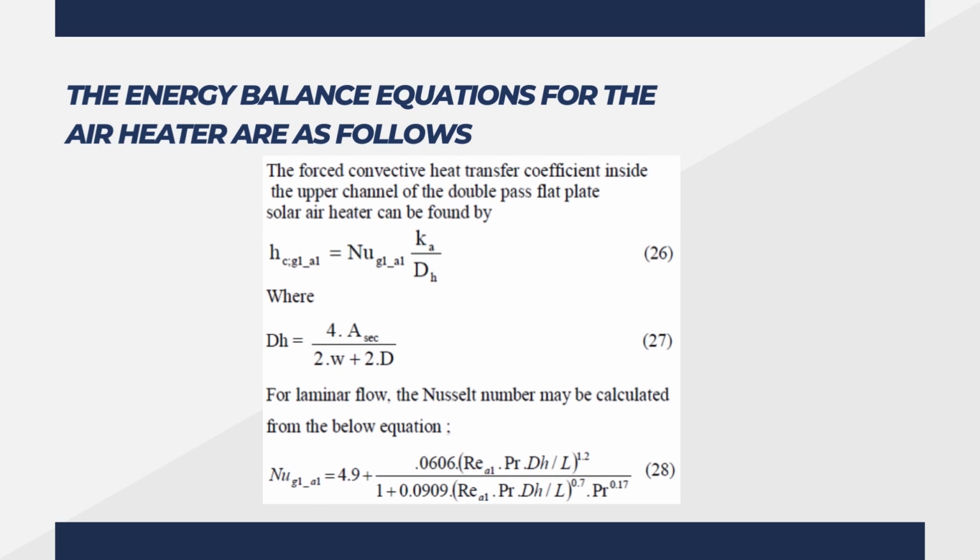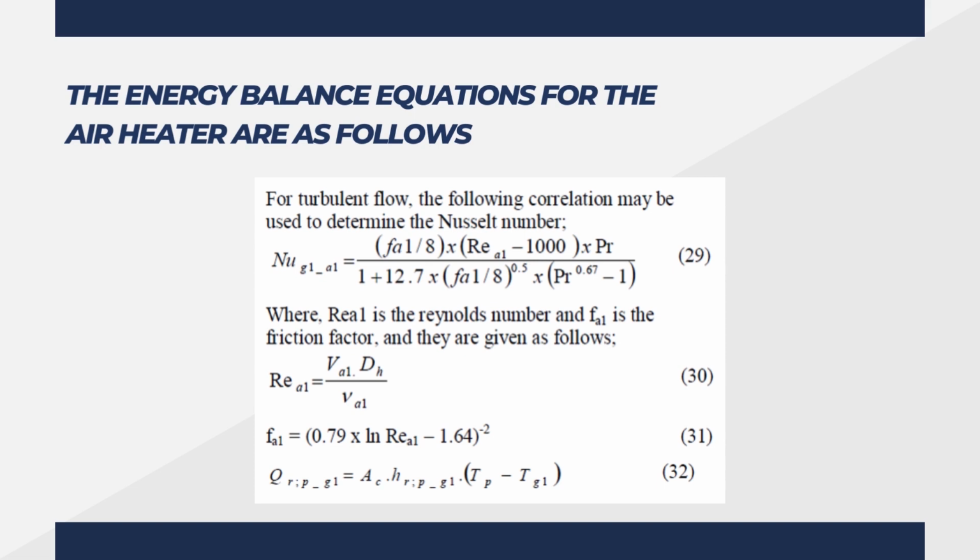The forced convective heat transfer coefficient inside the upper channel of the double pass flat plate solar air heater can be found by the relation shown in equation number 26, where equation number 27 gives us the hydraulic diameter. For laminar flow, the Nusselt number may be calculated from equation number 28. For turbulent flow, the following correlation can be used to determine the Nusselt number, equation number 29, where Reynolds number is and F is the friction factor, and they are given as follows: equation number 30 and equation number 31, whereas the radiative heat transfer coefficient is given by equation number 32.